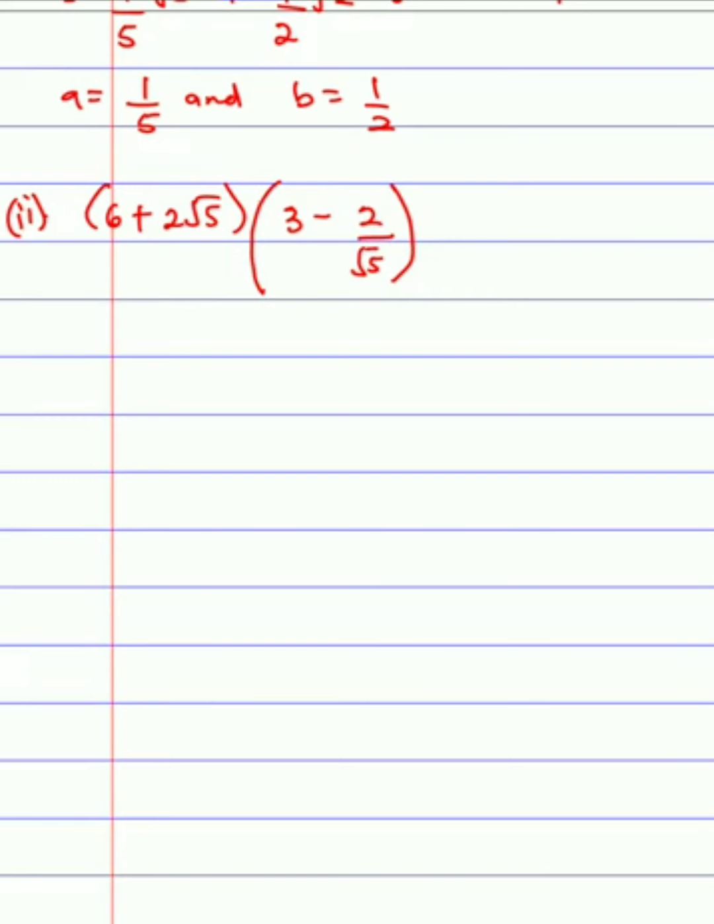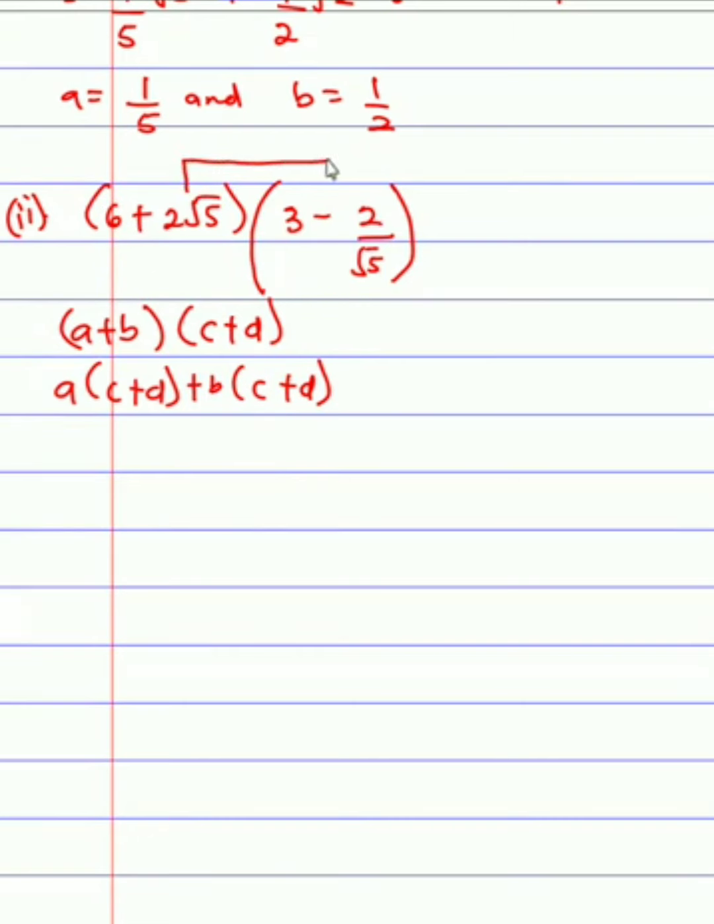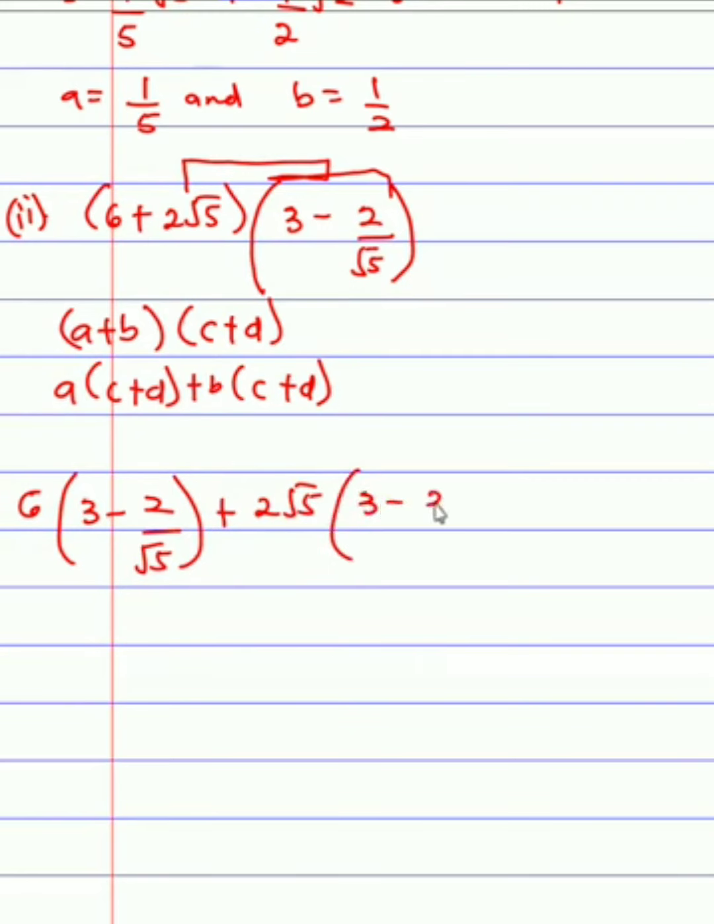We are going to apply the binomial expansion formula, which is if you have (a + b) multiplying, let's say, (c + d). Now this a is going to multiply everything, so we're going to have a multiplying (c + d), then plus b multiplying (c + d). We're going to apply this over here, so that means this 6 is going to multiply everything over here, then 2√5 will multiply everything over here. So we're going to have 6 multiplying (3 − 2/√5) plus 2√5 multiplying (3 − 2/√5).